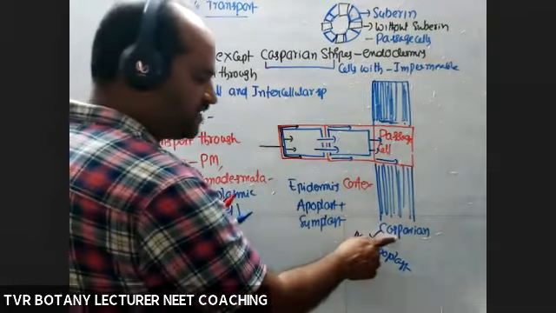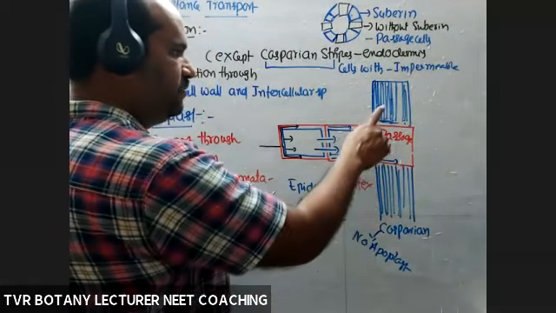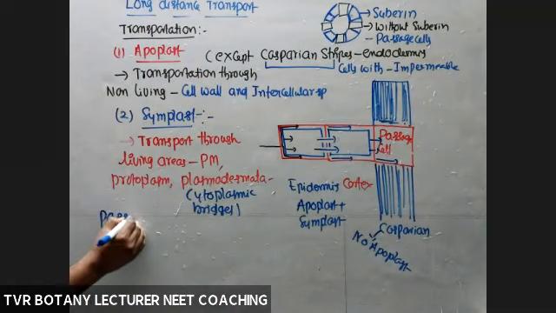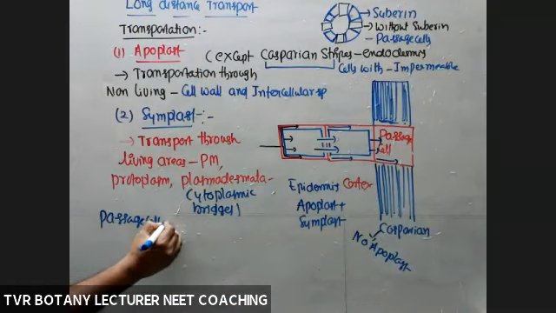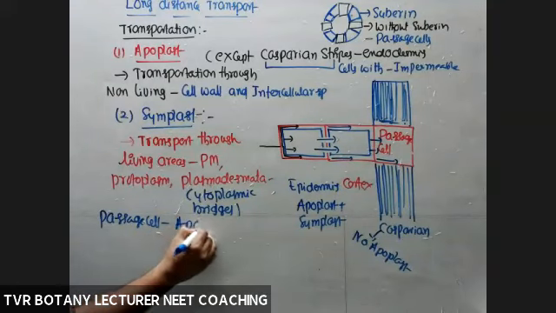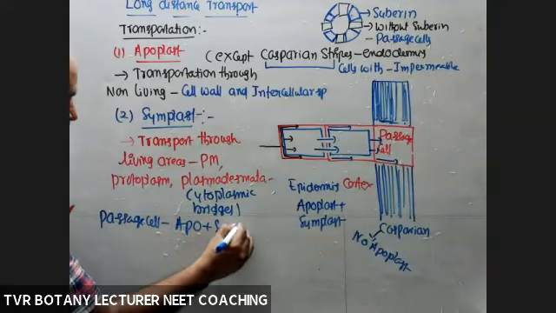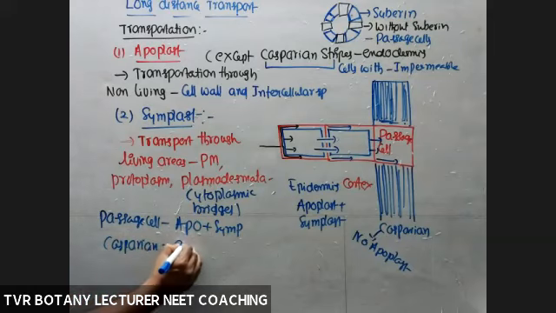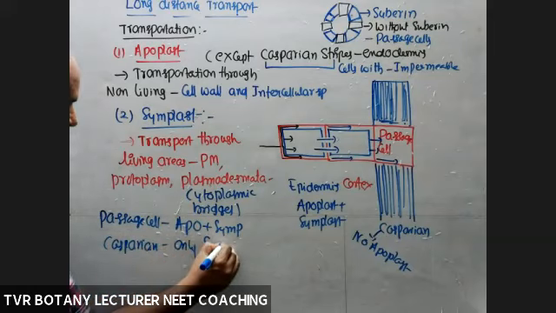But what about in the case of the Casparian cell? No apoplast, but symplast is possible, the reason being that it is in living condition. So in the passage cell, both apoplast and symplast are possible. And in the Casparian cell, both are in living condition, but only symplast is possible. Apoplast is not possible. Reason: Casparian bands are impermeable to water.